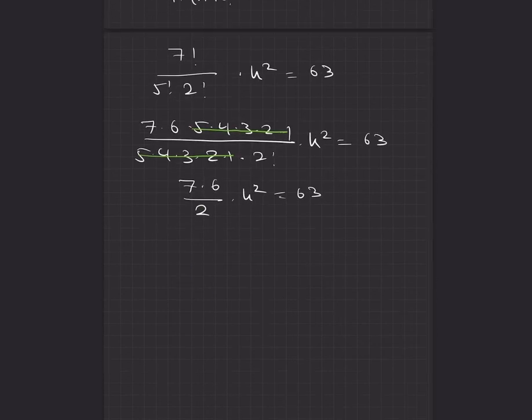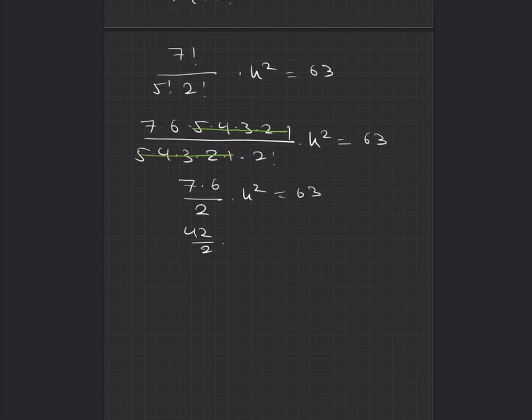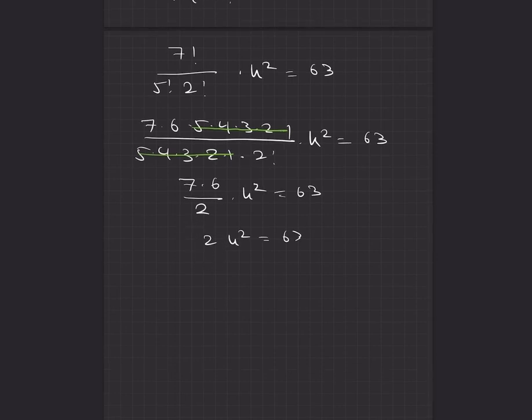Again, this isn't too bad, because 7 times 6 is 42, so 42 over 2 times k squared equals 63. 42 over 2 is just 21. And nicely, 63 is divisible by 21, so k squared, not cubed, k squared is equal to 3, because 21 times 3 is 63. Now this is where the possible values come in. That means that k is plus or minus root 3, because minus root 3 squared is 3, and positive root 3 squared is also 3.